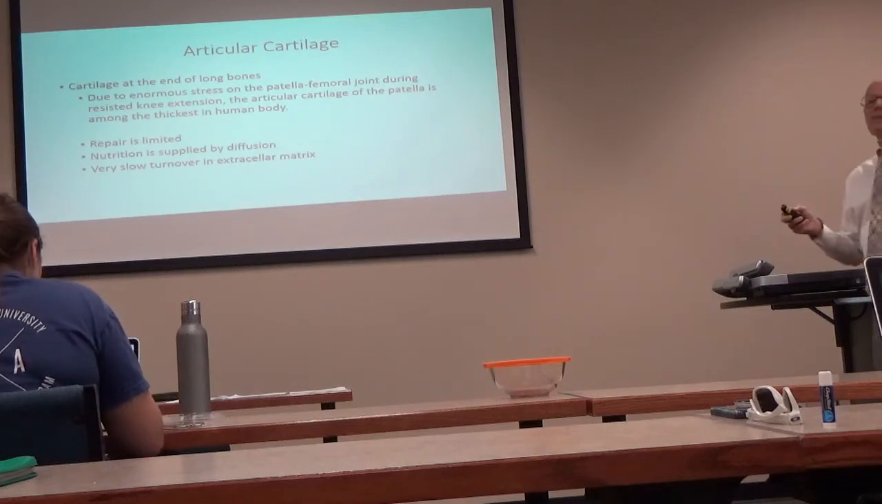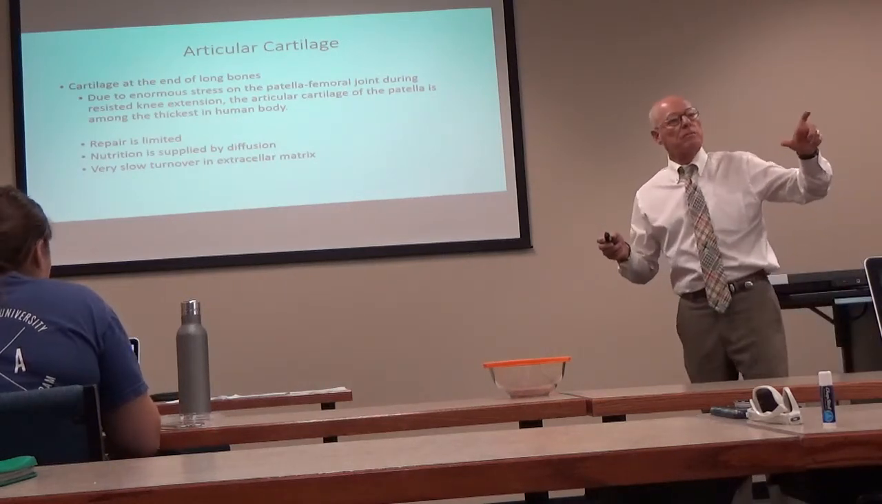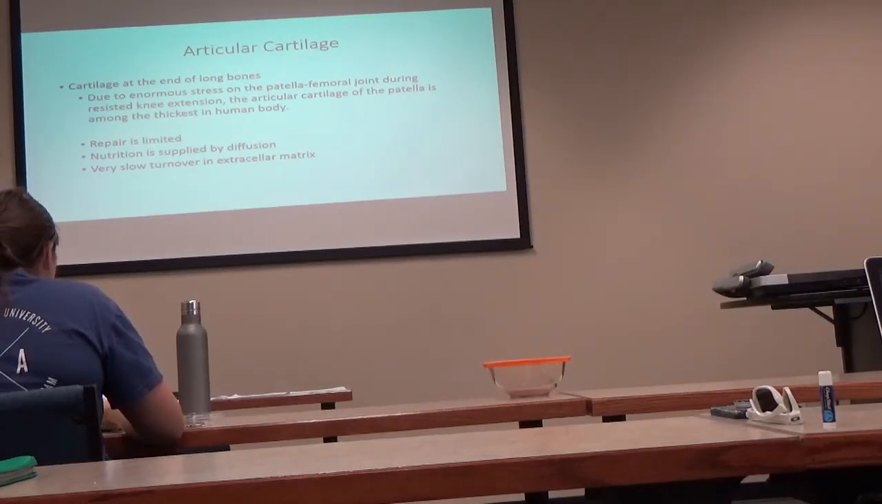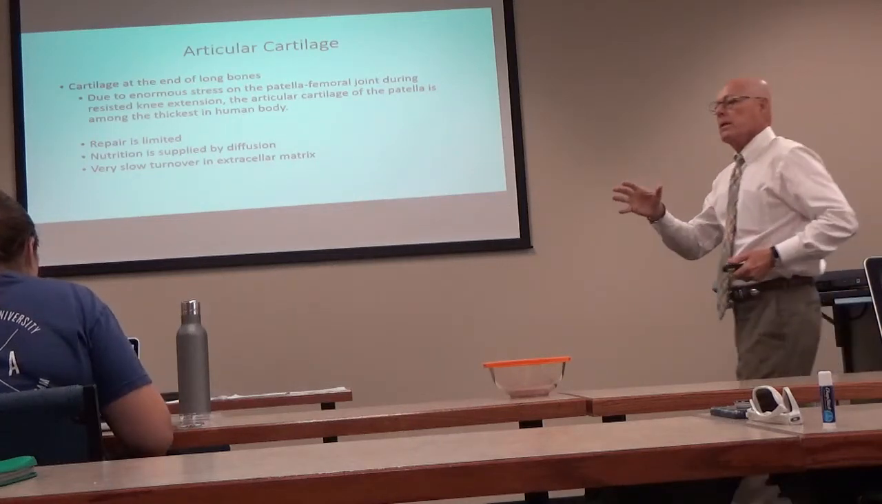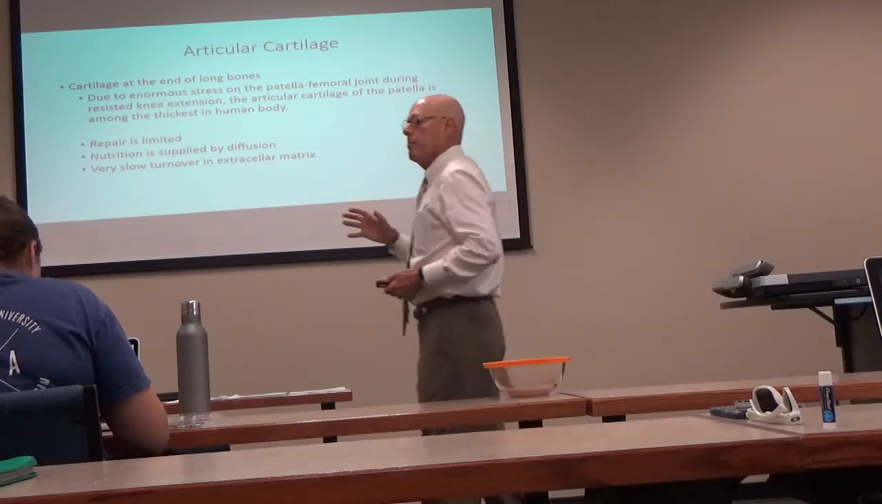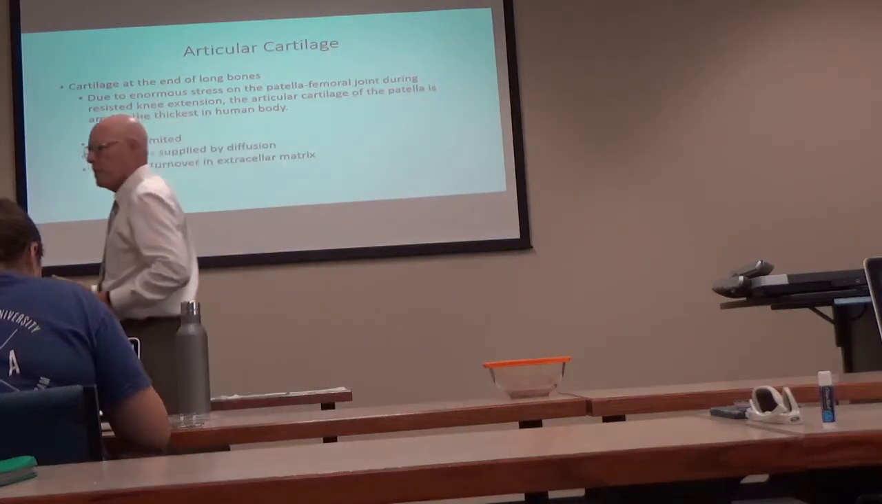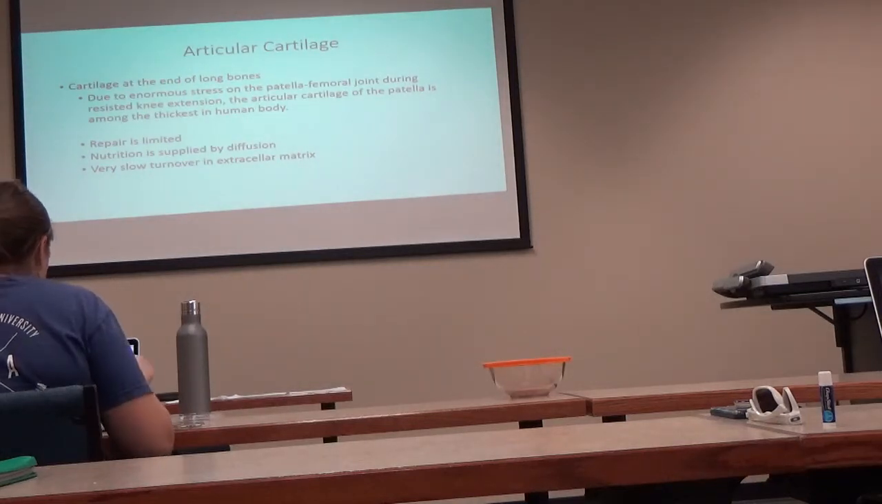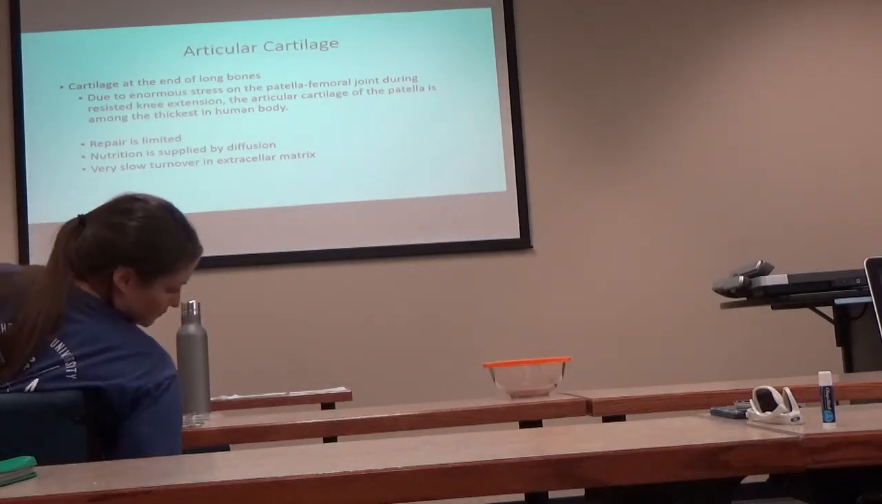So articular cartilage is the cartilage at the end of long bones. Right? It's the cartilage that we're aware of. It's the cartilage that Sally was talking about today when she was showing you how to examine the cartilage of the knee, the cartilage of the shoulder and elbow. These are cartilage covering the ends of long bones.